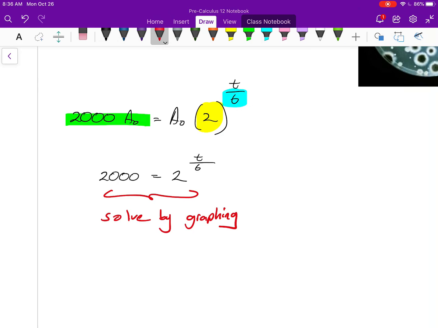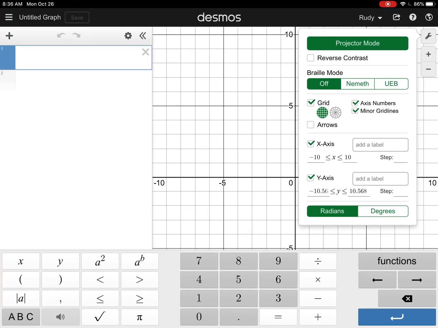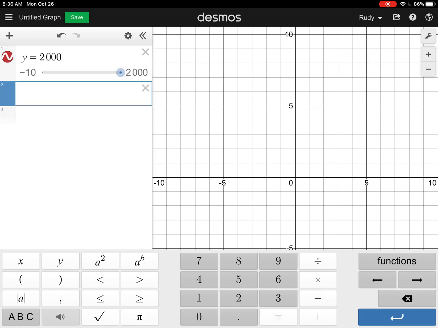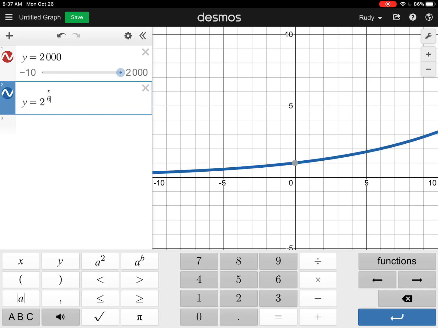And so to solve this by graphing, the most general way for any equation is to graph the left and the right side separately and see where they intersect. And that's what I'm going to do right here. So on Desmos, graph the left side, y equals 2,000, the right side, y equals 2 to the power of x over 6.